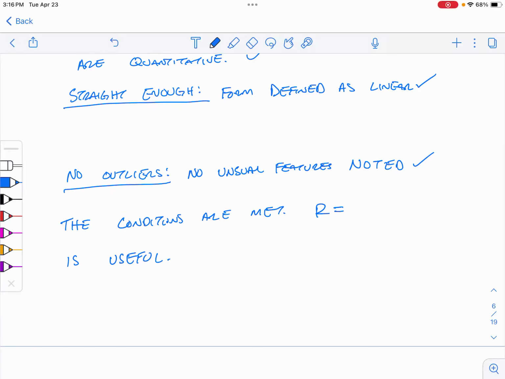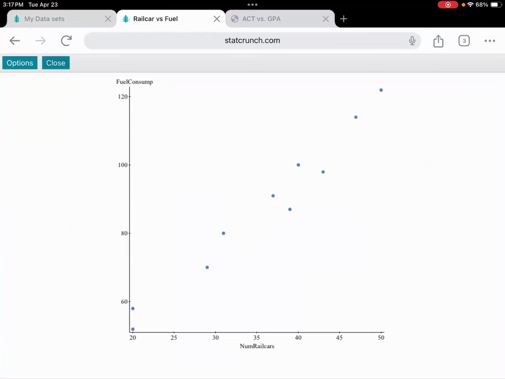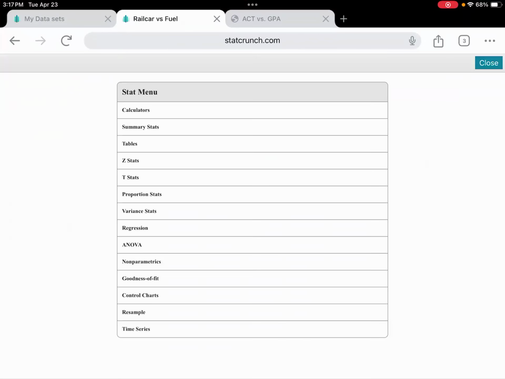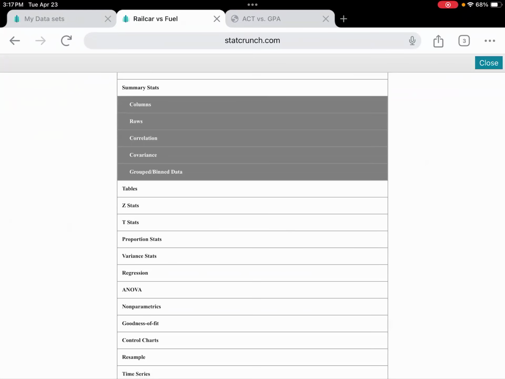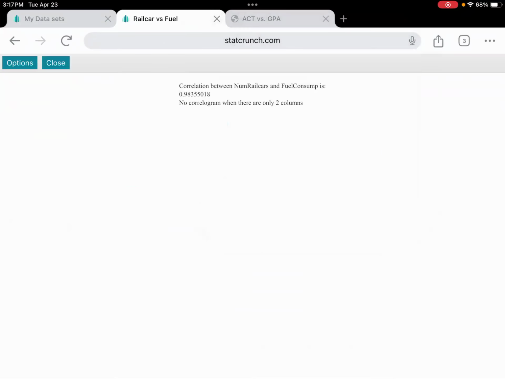All right. And all of this now is about R is useful or R is not useful. So we're not fitting a distribution anymore. It's just R is helpful, R is not helpful. All right. And the calculation. So that was stat, summary stats, and correlation right there. Select your two variables and hit compute. All right, so 0.9836.